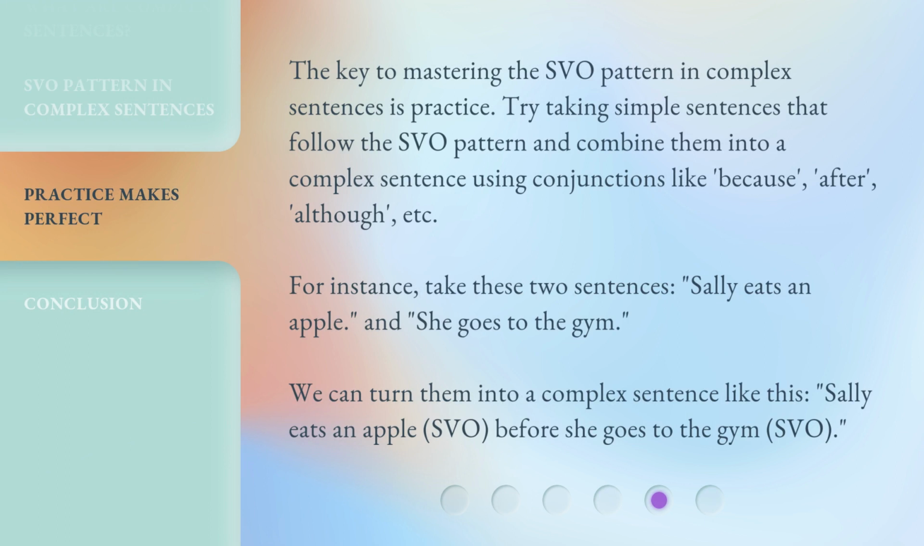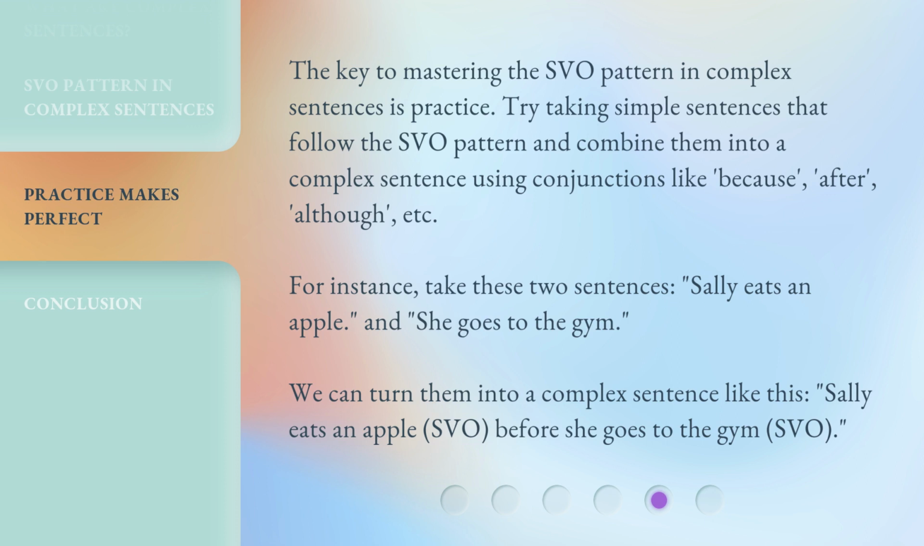The key to mastering the SVO pattern in complex sentences is practice. Try taking simple sentences that follow the SVO pattern and combine them into a complex sentence using conjunctions like because, after, although, etc. For instance, take these two sentences: Sally eats an apple, and she goes to the gym.